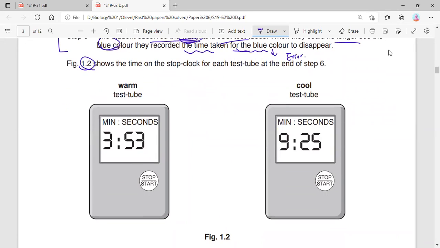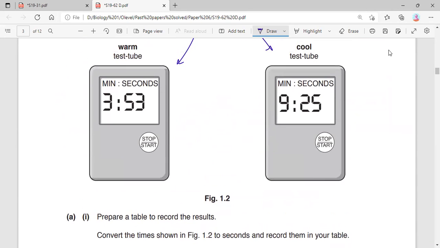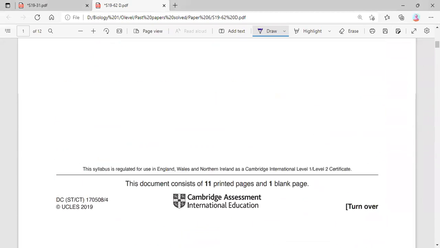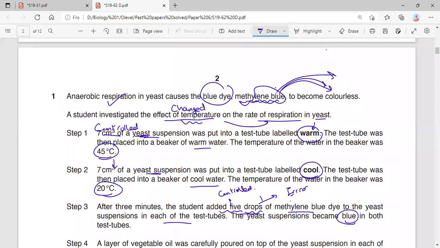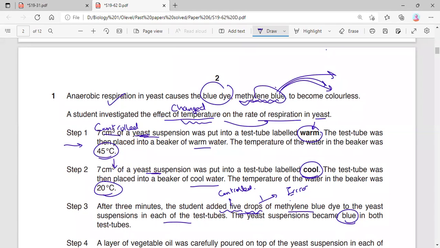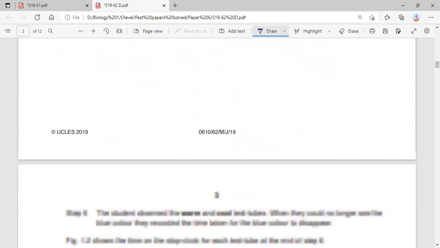Okay. Figure 1.2 shows the stopwatch. He wants you to draw a table of results. But take care, convert the time to seconds. Okay, what do I do? If I'm going to draw a table, which variable do I put on the left side? The changed variable, the temperature. Yes, the changed variable is on the left side. What did we change in this experiment? We go back. We changed the temperature. We put one test tube in hot water, one test tube in cold water.